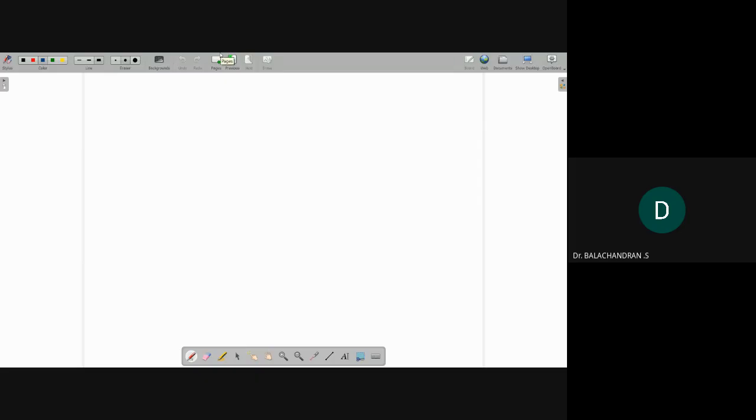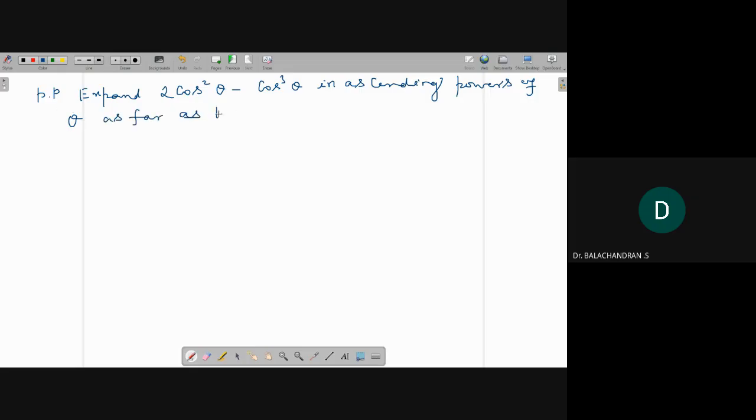Okay. So the next question. This is also a practice question. Expand 2 cos square theta minus cos cube theta in ascending powers of theta as far as the term involving theta power 6, up to theta power 6.